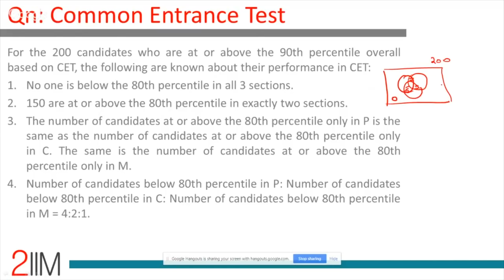Same as the number of candidates at or above the 80th percentile only in M. Fabulous. This simplifies life enormously. Seems to be a very easy question. PCM. This number and this number are all same. The other 3 add up to 150. These 3 are equal. Outside is 0. This seems like a very easy question.